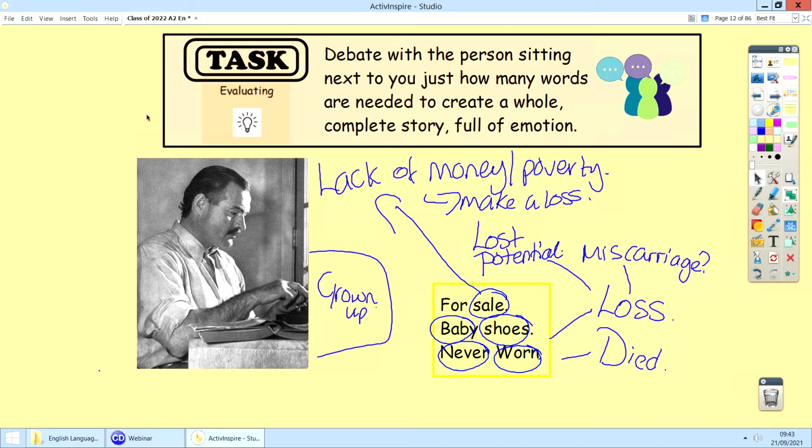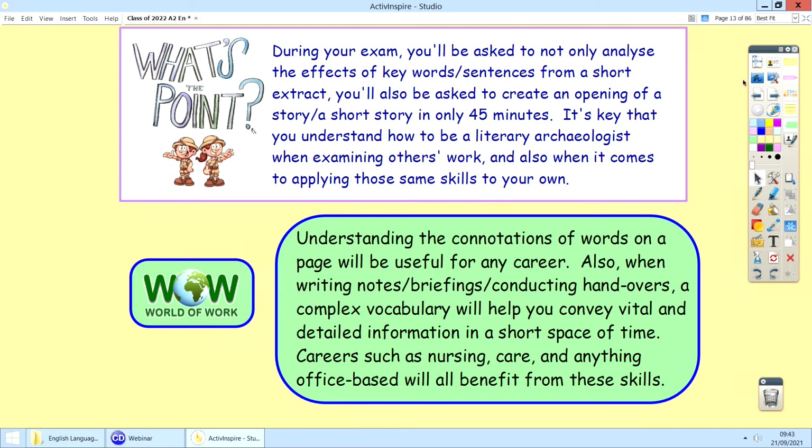Okay, let's move on. So what's the point then? We will be asked to not only analyse the effects of keywords and sentences from a short extract, we'll also be asked to create the opening of a story or a short story in only 45 minutes. So if we can understand how to be a literary archaeologist, which is something I mentioned on the Christmas Carol videos, then we are going to be able to apply the work and the ideas and the techniques that other people use into our own writing.